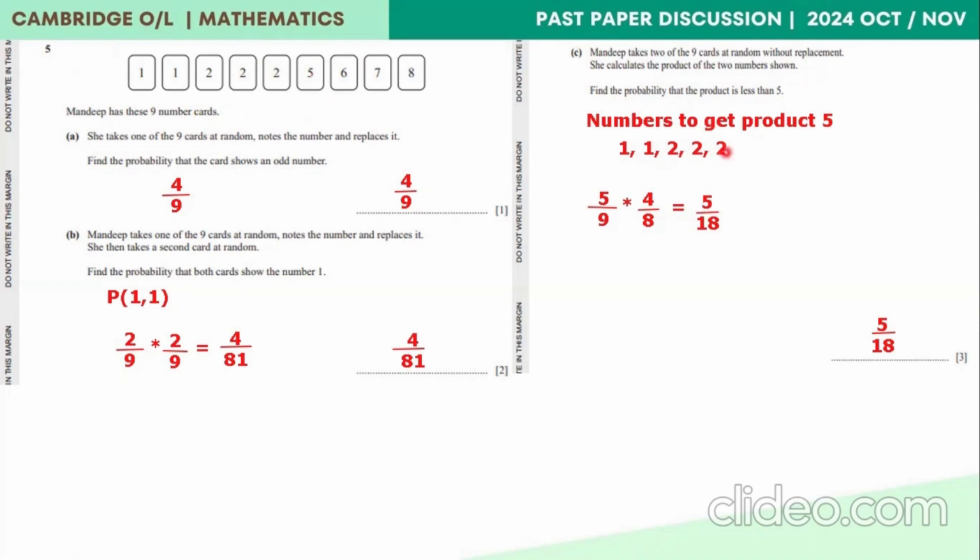If we get one of these numbers, we are going to get product less than 5. So the first probability of getting these 5 numbers is going to be 5/9. Then the next probability of getting these numbers will be 4/8. Why 4/8? Because out of these 5 numbers, we have taken one number. So 5 becomes 4 and our total reduced by 1. So 5/9 into 4/8 gives us 5/18. So that is the probability that the product is less than 5.